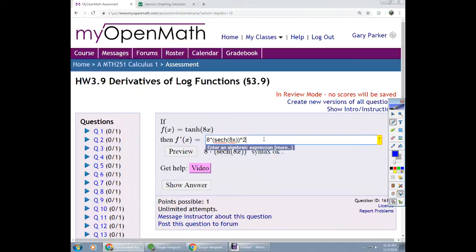Isn't it mind-blowing that sine and cosine can be similar to e to the x? Henry's like, holy crap.